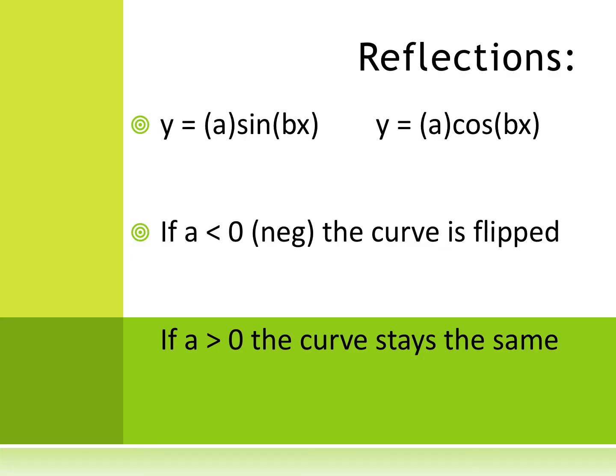In addition to your amplitude, your a value helps you identify if there are any reflections. We have two different scenarios. If we have an a value that is less than 0, meaning it's negative, then the curve is going to be flipped over the x-axis. If instead your a value is positive, then there's going to be no reflection. And we're only going to be focusing on reflections across the x-axis for this course in terms of your sine and cosine functions.